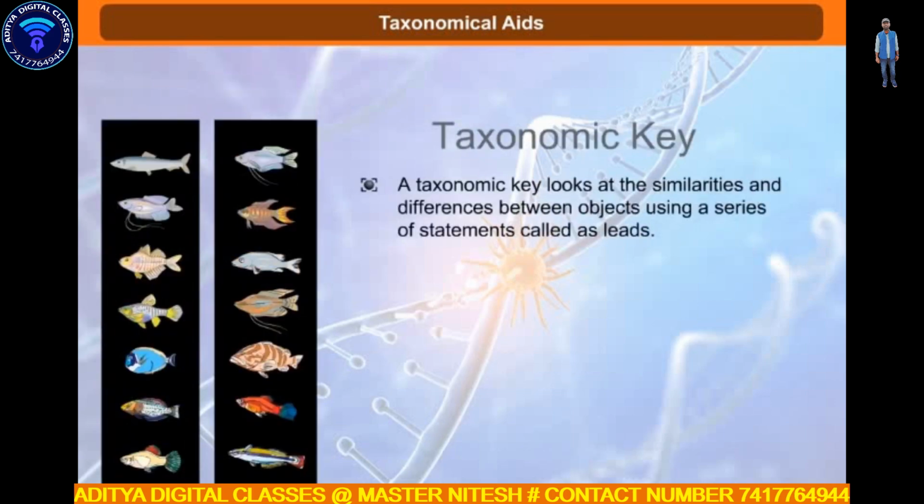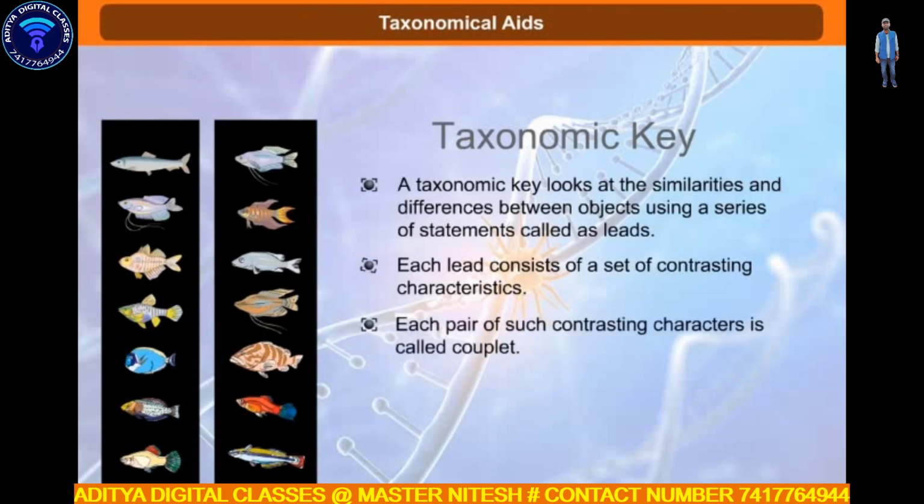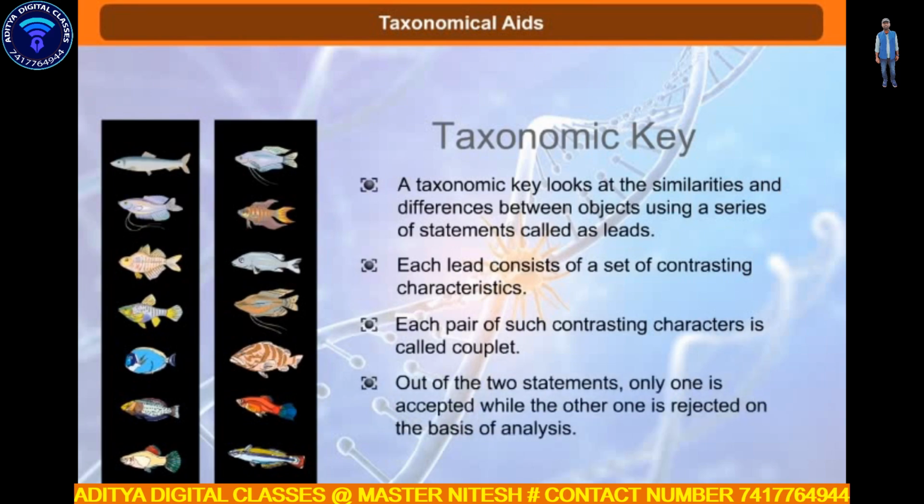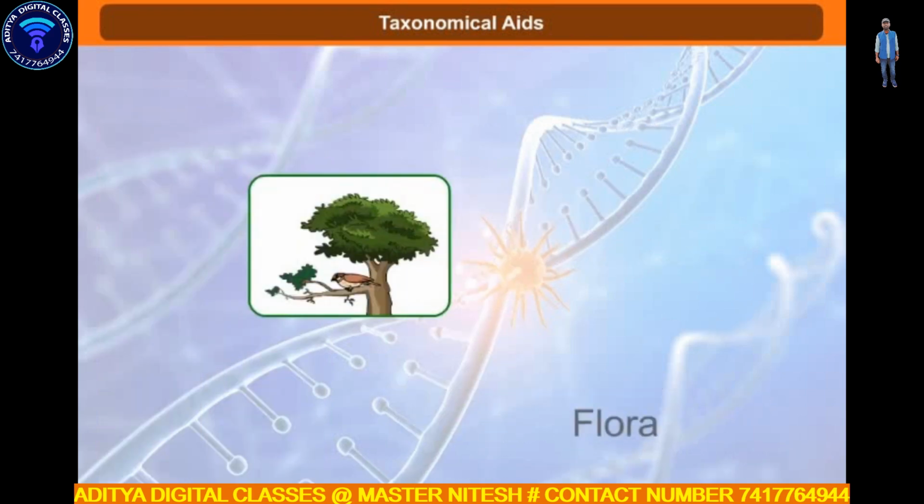Taxonomic key. A taxonomic key looks at the similarities and differences between objects using a series of statements called as leads. Each lead consists of a set of contrasting characteristics. Each pair of such contrasting characters is called couplet. Out of the two statements, only one is accepted, while the other one is rejected on the basis of analysis. Separate keys are required for different taxa.